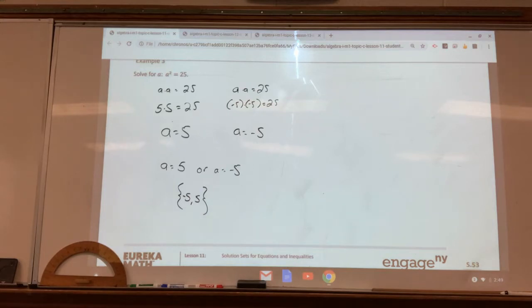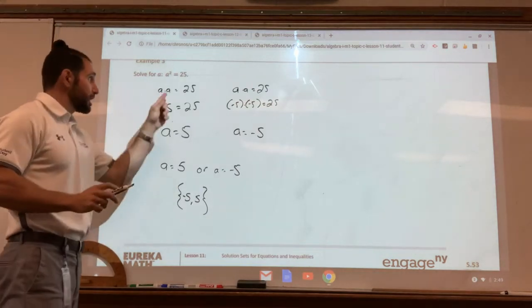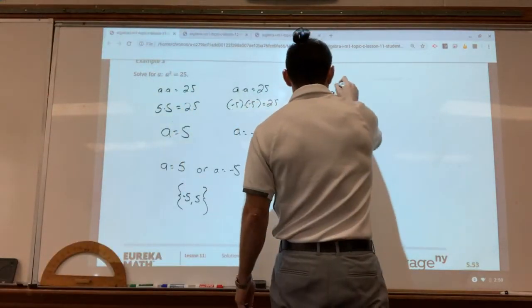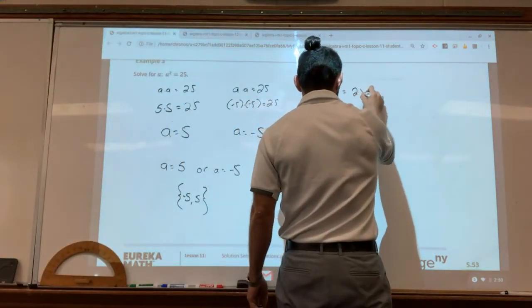Parentheses mean something different. This is the solution set for this equation. Now, if you're saying, Mr. H, how would I actually solve this equation? Well, a squared equals 25.